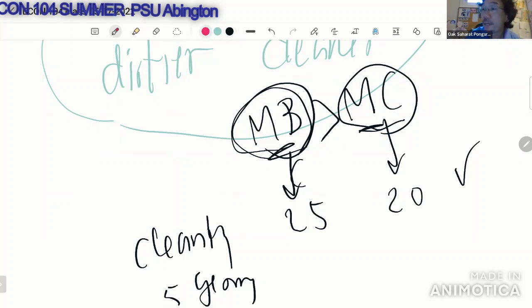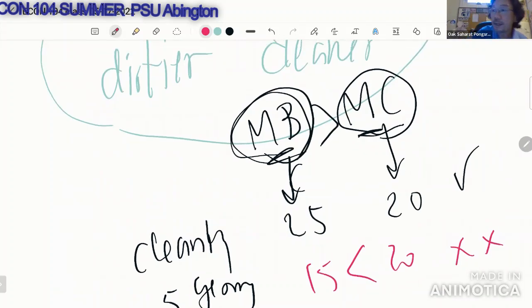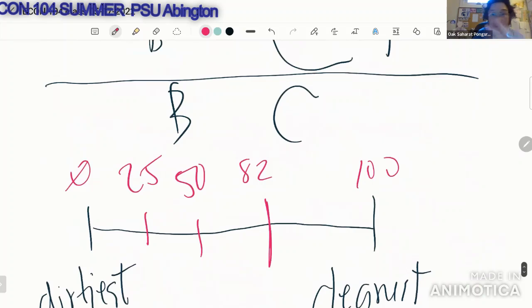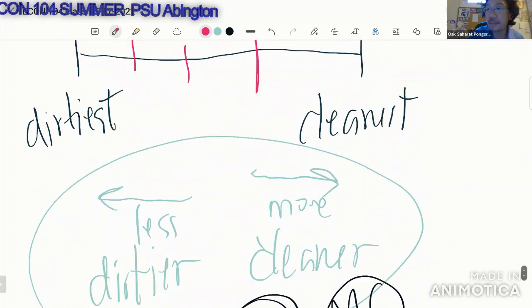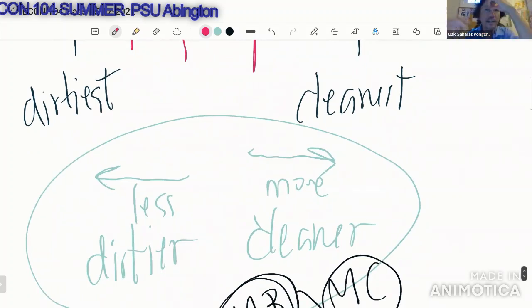But if, God forbid, this is only 15 and this is 20, should I clean the germs? No. Right. So the point is, when you guys are rational, not only do you think about benefit and cost, you think about the additional benefit and the additional cost.